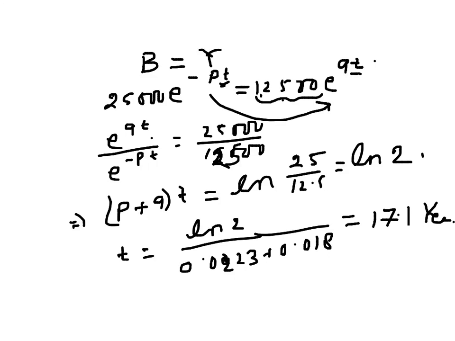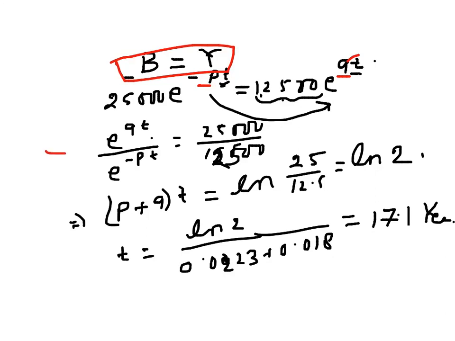So 17.1 years later, the population of both the towns will be the same, because B is decreasing, Y is increasing, and after 17.1 years they will be the same. So this is how we can work it out. We are equating this to the population formula, and since we have already figured out the value of p and the value of q, we just need to solve for t.